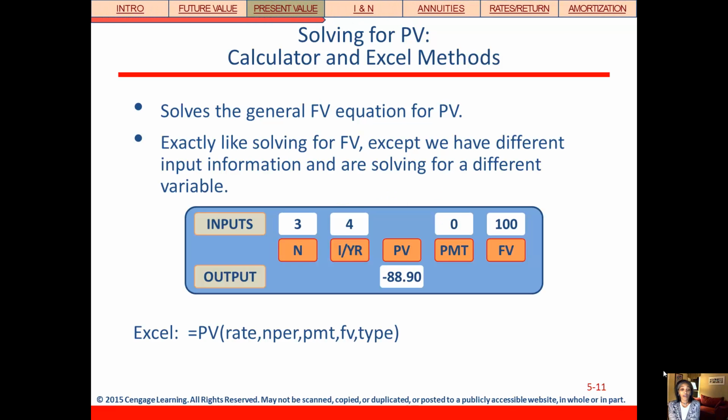So if we put it in the calculator, as I was saying before, N is equal to 3, the interest rate is equal to 4, payment is equal to 0 because there are no payments over the 3 years, the future value is 100, and then when we compute present value, we get a negative $88.90 because if we wanted to invest a certain lump sum so that it would grow to $100, that investment would be an outflow, and what we get in 3 years would be an inflow.